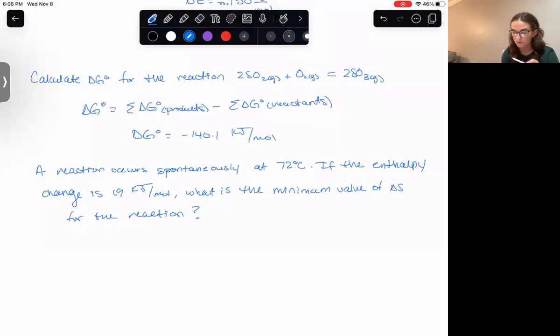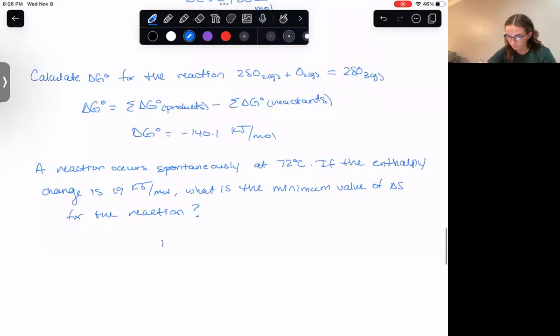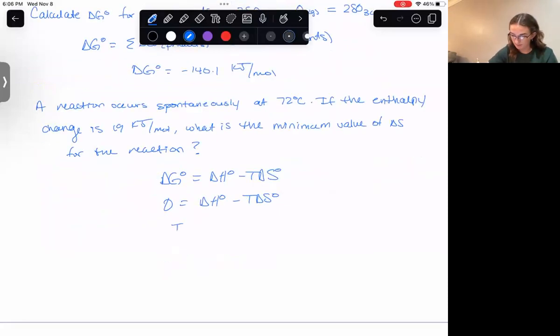We want delta G to equal 0. We're saying this reaction becomes spontaneous at 72. That spontaneous point is when delta G equals 0, at that equilibrium portion. So delta G naught is equal to delta H minus T delta S. Delta G will be 0, so we can say that T delta S is equal to delta H, and delta S naught would be delta H divided by T.